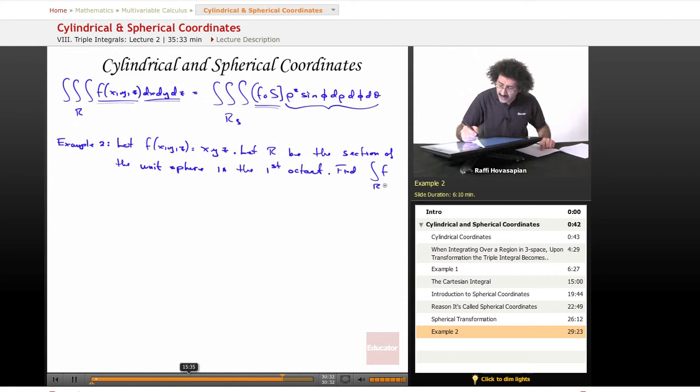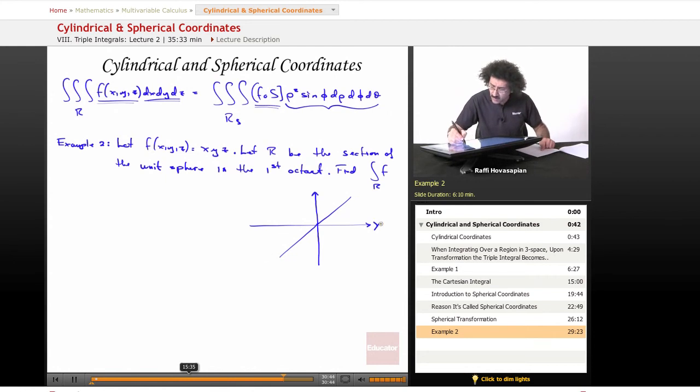Okay, so let's just take a look at our region. I'm going ahead and draw out the full 8 octants. So this is the first octant over here. This is Z, this is Y, this is X, this is Z. So we have the unit sphere there. So it's the section of the sphere that's just in the first octant, essentially 1/8 of the sphere.